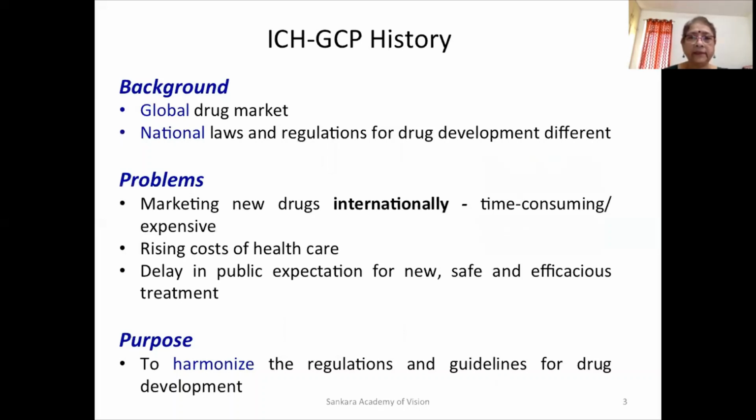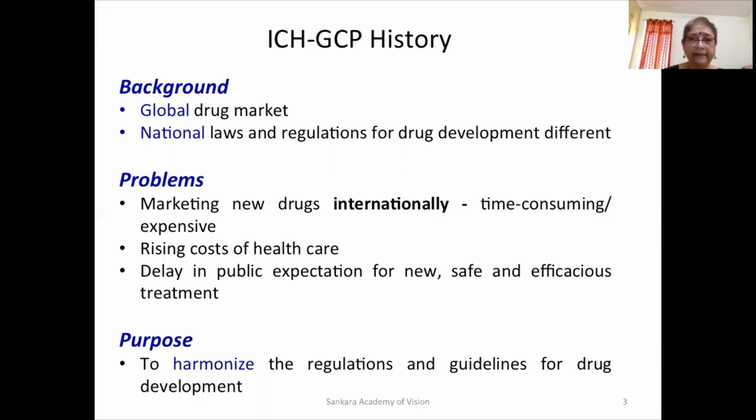So it was initially International Conference of Harmonization. Why was this actually brought in? Because globally, the drug market was a big market and every country had its own laws and regulations. And there was a lot of problem in trying to market new drugs internationally, because it was very time consuming and expensive, because every country had its own regulations. So if you are going to do it for US, then you have to follow US FDA guidelines. If you do it for EU, you have to follow the EU guidelines and so on.